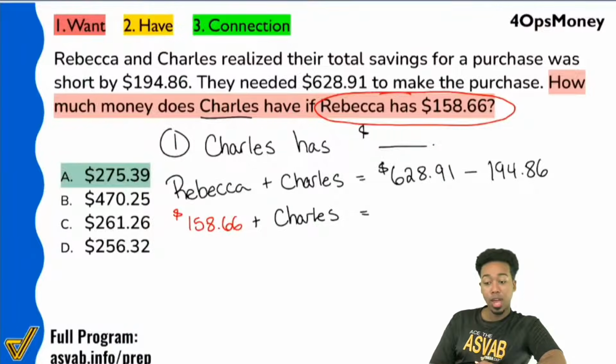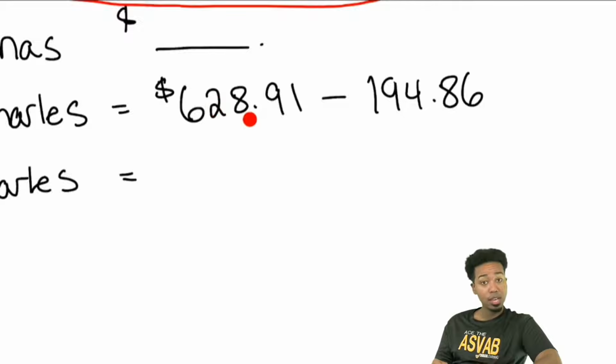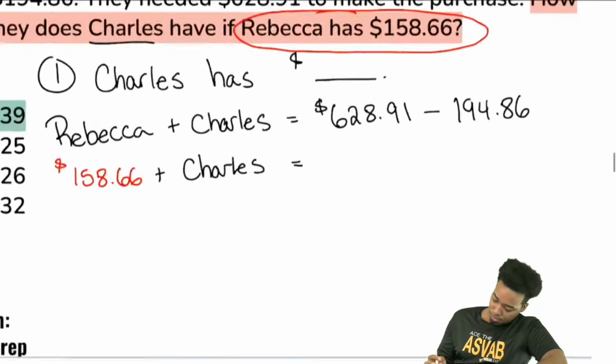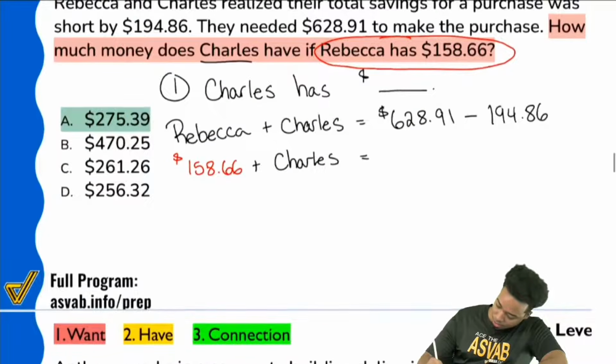And we can actually subtract this right now if we wanted to. We could try a little bit of mental math to help us get this done pretty easily, because we can just say 628 minus 194. We could go ahead and take away 200 and then add 6 back. That's really a good strategy to use. So 428 plus 6 is 434. 434.91 minus 86 cents, 434 and 5 cents. Right there. So we have 434 and 5 cents.